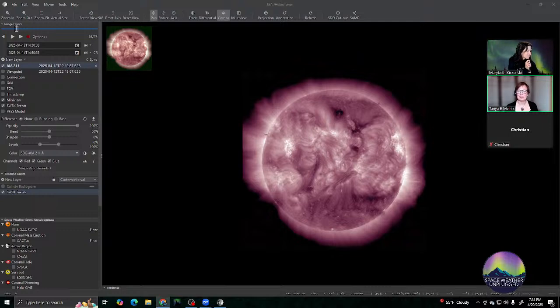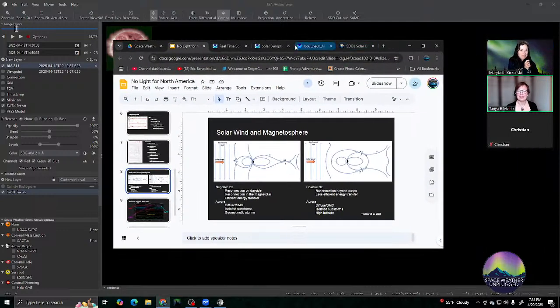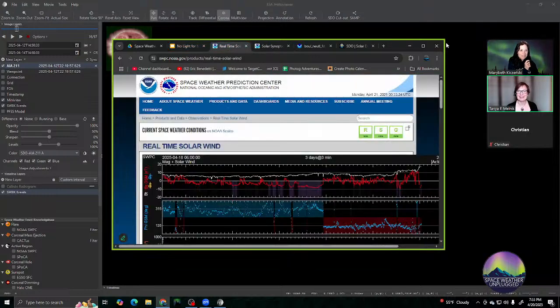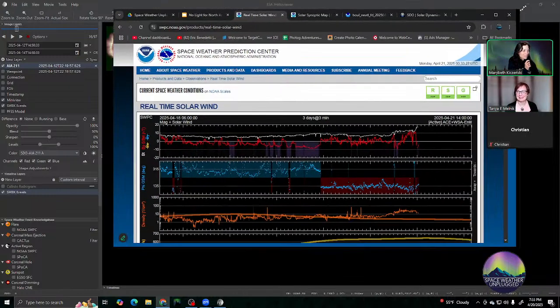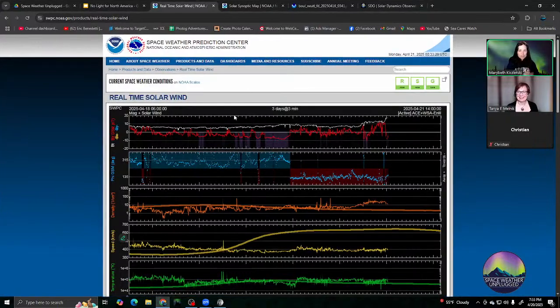Yeah, the next step. So real-time solar wind. Okay, you have it right after that flight deck. There it is. Yay! That's all right. So let's make this bigger so we can see it. So this is what's going on now.